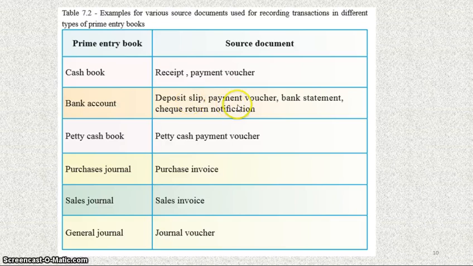Deposit slip, payment voucher, bank statement, check return notification go under bank account. Petty cash voucher and petty cash payment voucher go under the petty cash book. Purchase invoice, purchase journal, sales invoice, sales journal, journal voucher, general journal. So girls, you can go through your next chapters. All of these source documents are there in your book. You can just see the samples, okay?